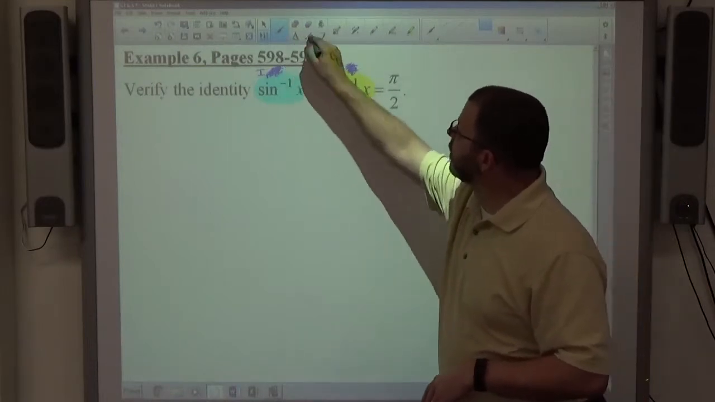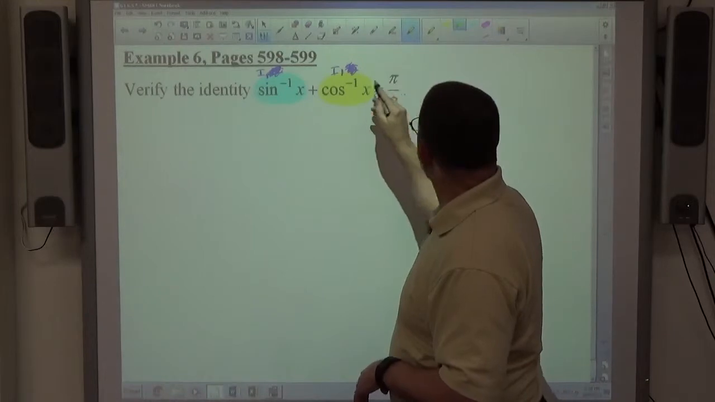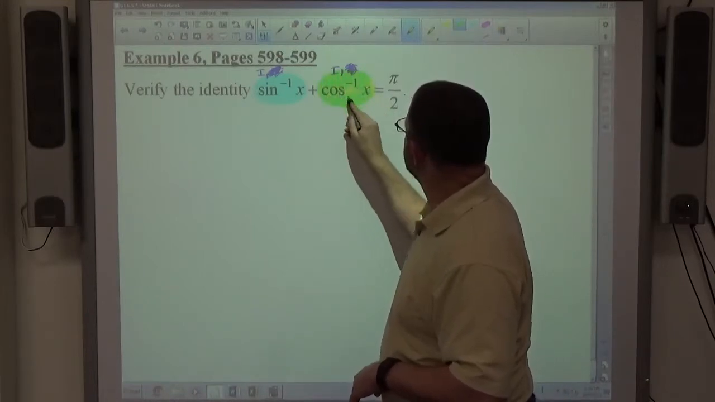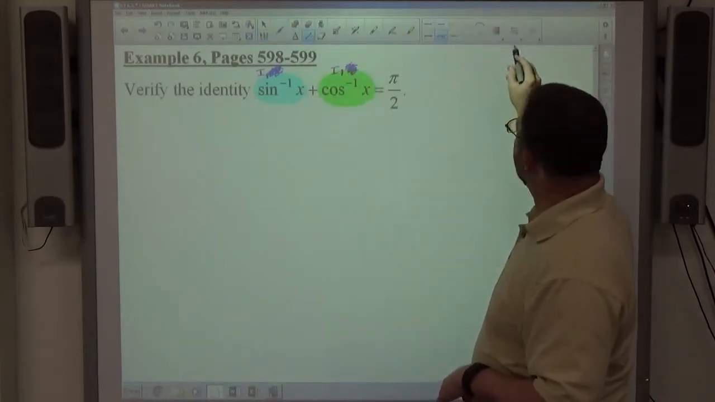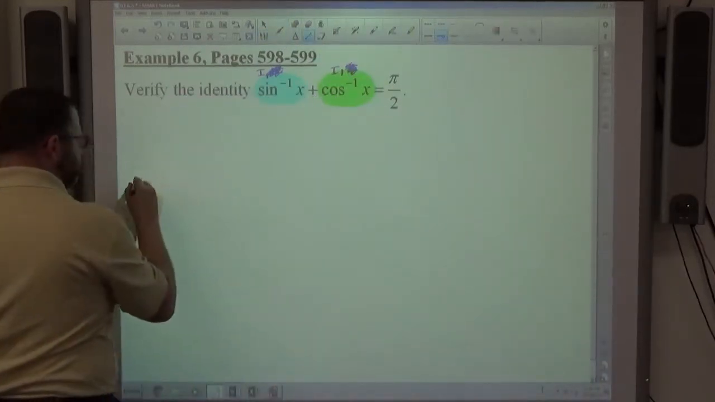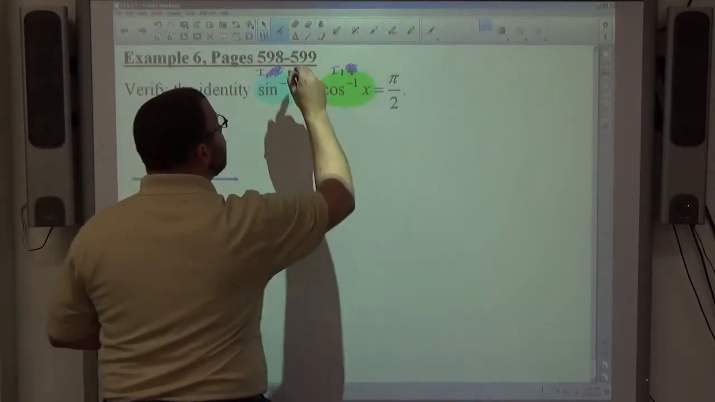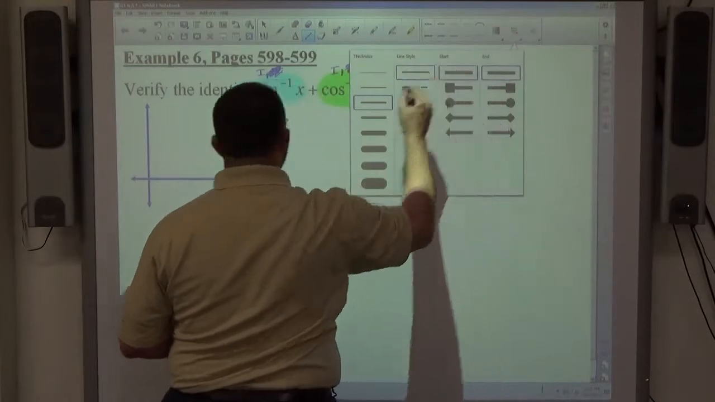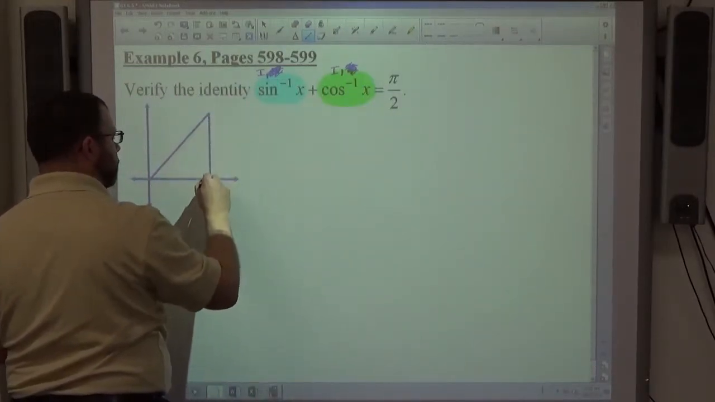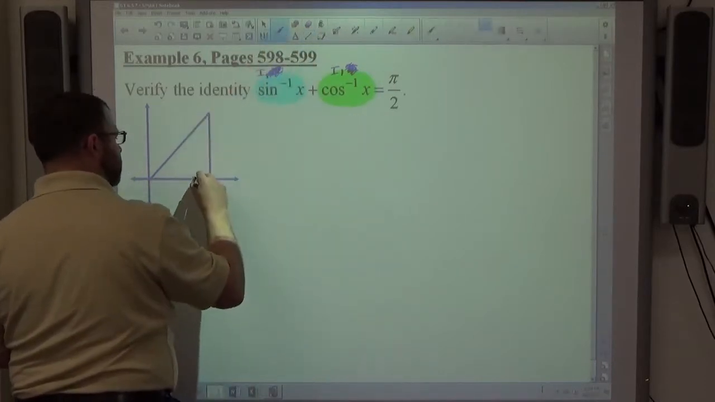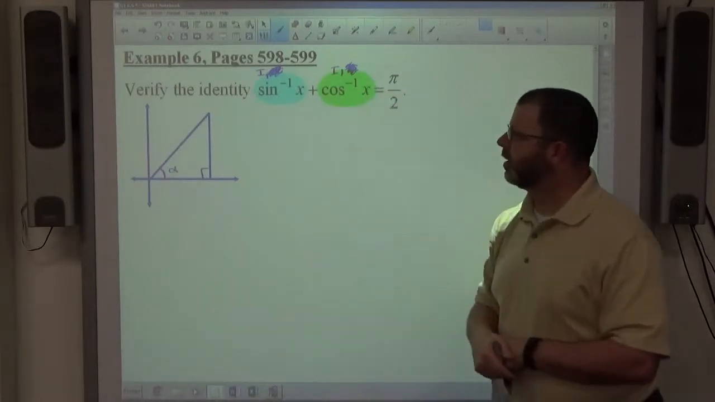Okay, if I draw the sine one first, I just thought of something: do a little color coding here. We'll do the sine in blue and the cosine in green. All right, so sine lives in the first quadrant. Alpha, I should say. There we go. So there's angle alpha that represents inverse sine of x.